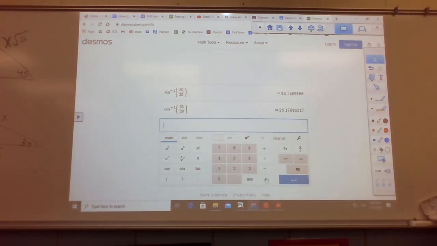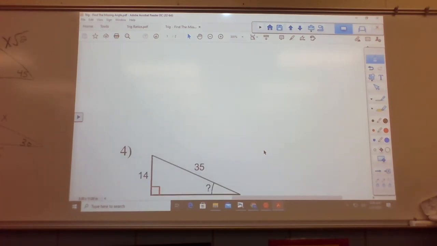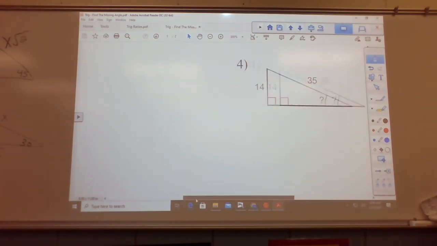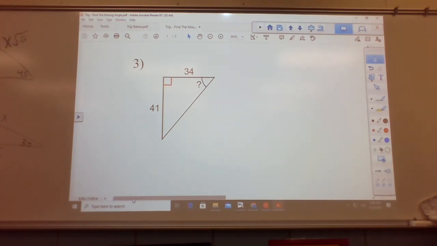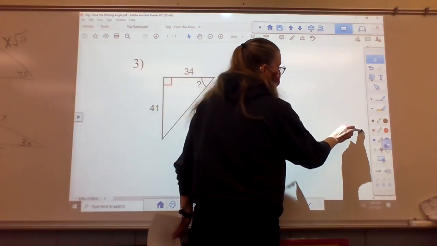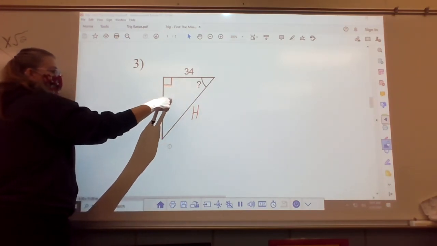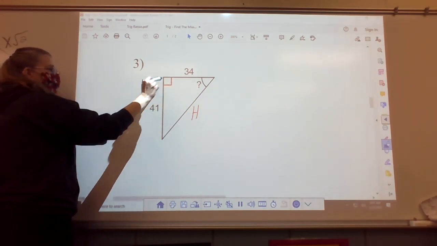Let's take a look at one more together, and then I'll tell you what I want you to try. So let's look at number 3. Hypotenuse. Which side is the hypotenuse? It's the one that doesn't have anything. So it's the blank side. So this is H, but it doesn't have anything. Question mark. Opposite is 41. Adjacent is 34.